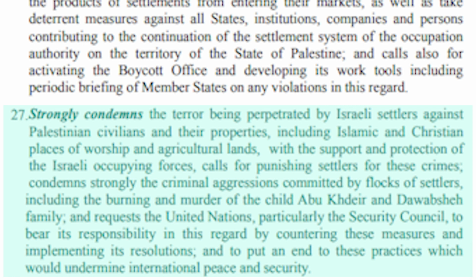Condemns strongly the criminal aggressions committed by flocks of settlers, including the burning and murder of the child Abu Khadir and the Wabshish family, and requests the United Nations, particularly the Security Council, to bear its responsibility in this regard by countering these measures and implementing its resolutions, and to put an end to these practices which would undermine international peace and security. The cruelty of Israel is strongly condemned.